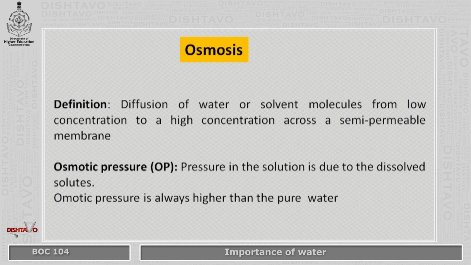Osmosis, a very important phenomenon. Physiologically, it is defined as diffusion of water or solvent molecules from low concentration to a high concentration. However, here there is a semi-permeable membrane involved, and plant systems are the best examples of osmotic systems because they possess a semi-permeable plasma membrane. As the molecules diffuse here, there is buildup of osmotic pressure in the plant cell, and if we take pure water, we find osmotic pressure of pure water is always higher.